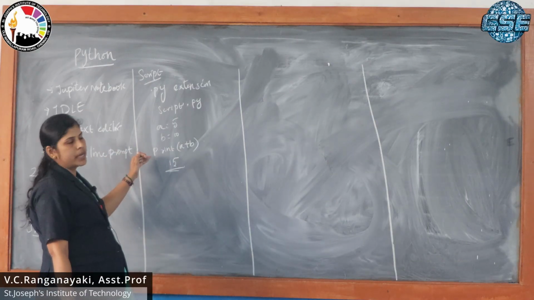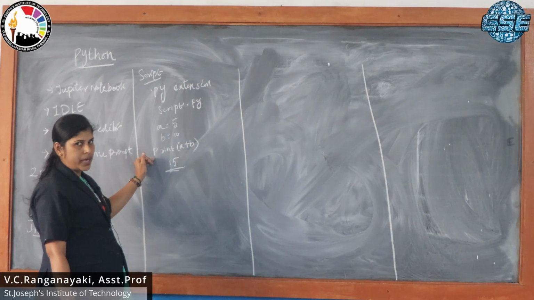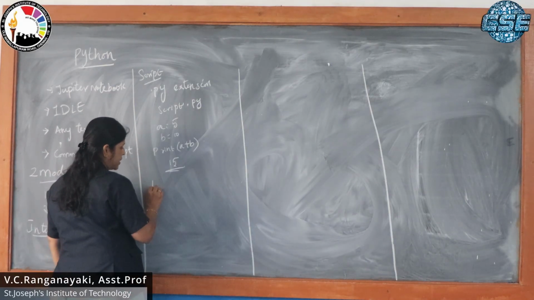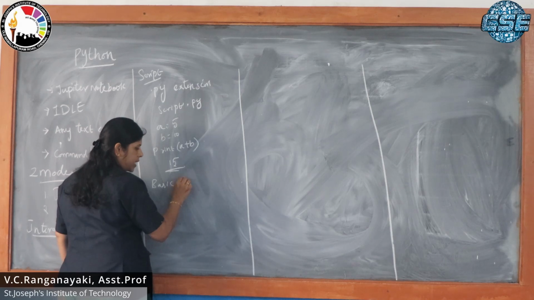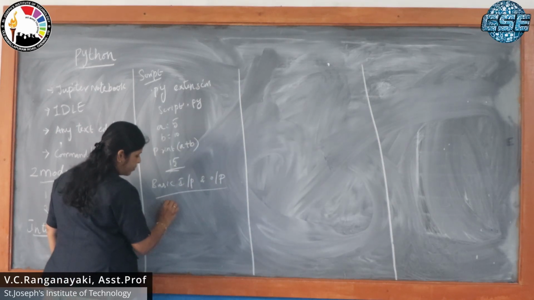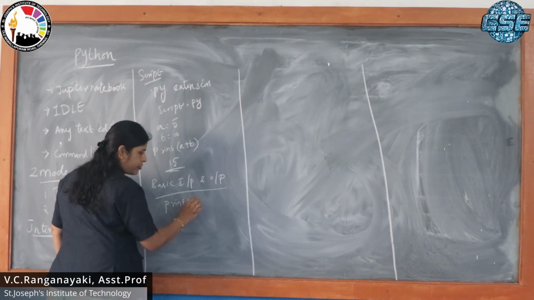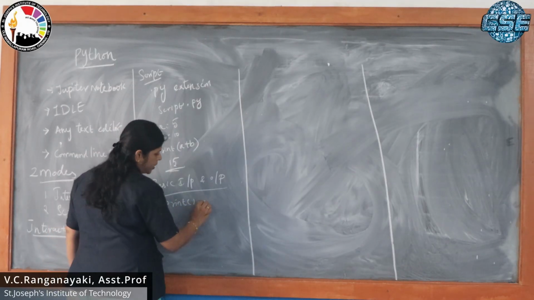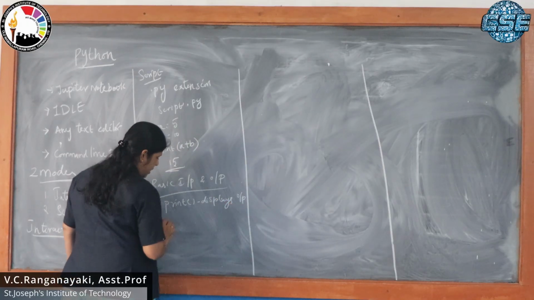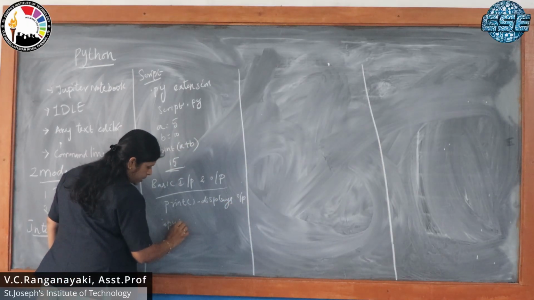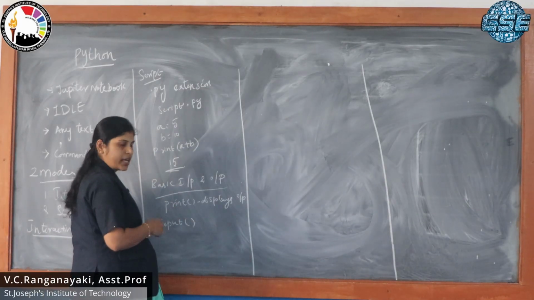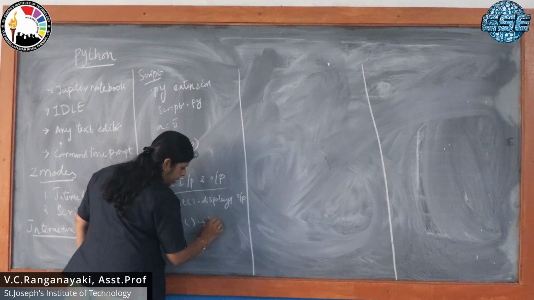Here I used a print statement. What is this print? Print is used to display an output. So the basic input and output statements: the print function is used to display the output. The input function is used to get an input from the user. At runtime we are getting an input.